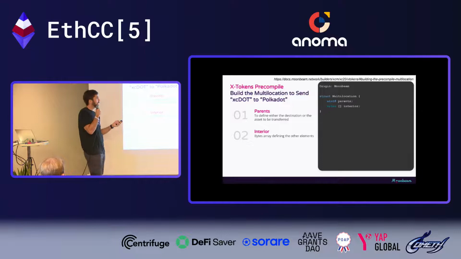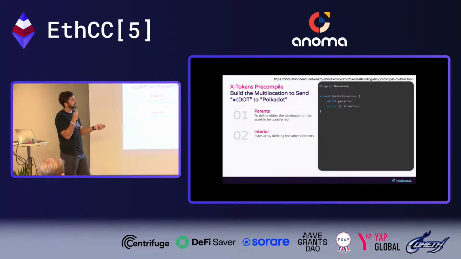So the idea of the multi-location is that it has a uint to specify the parents. If we want to send XC DOT to Polkadot, we're going one step up. So parents needs to be 1, right? Because we're going to move from Moonbeam to the parent folder, which is Polkadot.